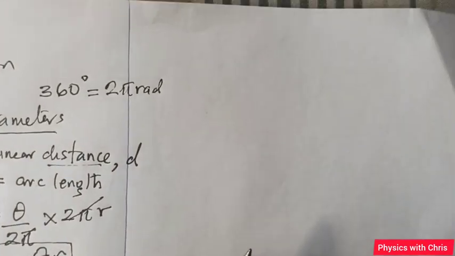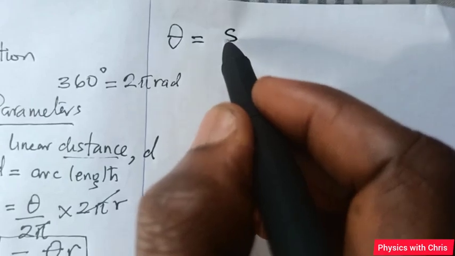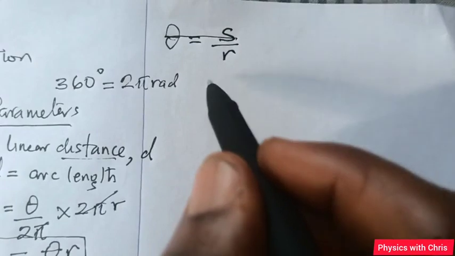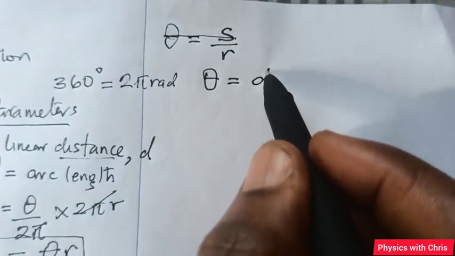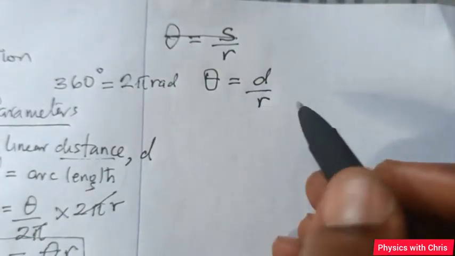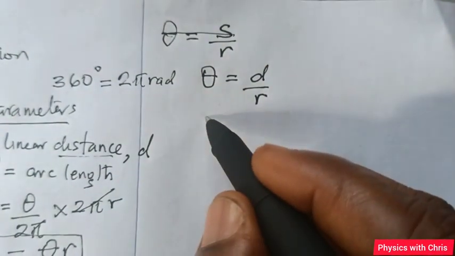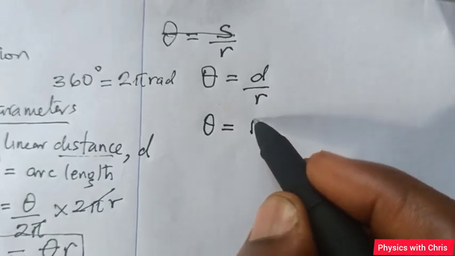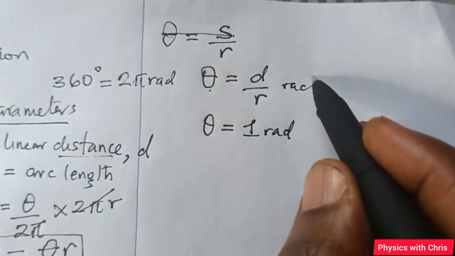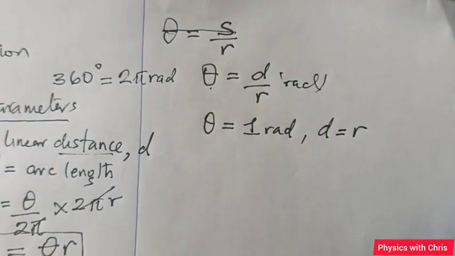So now again we can define theta. The angular displacement can be defined as linear distance over radius of the circle. I want to use d here to differentiate it from linear displacement, so theta equals d over r. This is how we define angular displacement. Now, what's a radian? Angular displacement of 1 radian, how do we define that? It means that theta equals 1 radian when the linear distance d is equal to the radius of the circle.